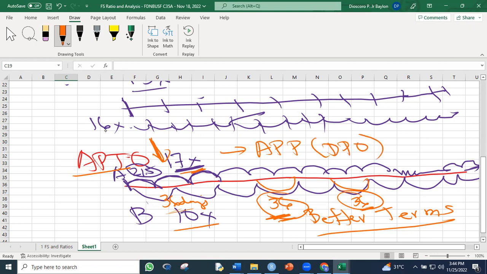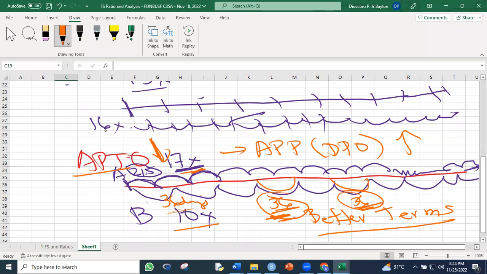Okay, and the opposite is true for APP. For Apto, the lower the better, but for APP, the higher the better. Why? Because it's indicative of us getting better terms with our supplier. So the answer to that question is company B was faring better by virtue of the lower Apto, or by virtue of the higher APP.